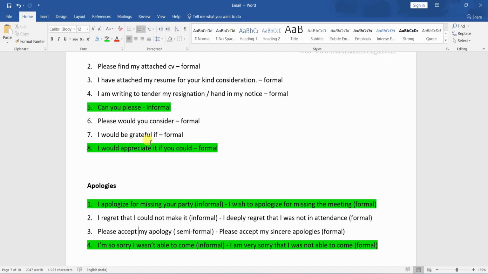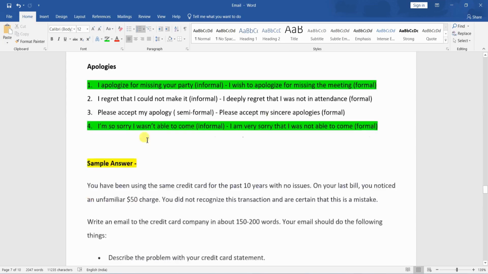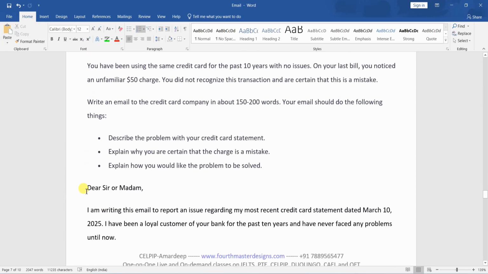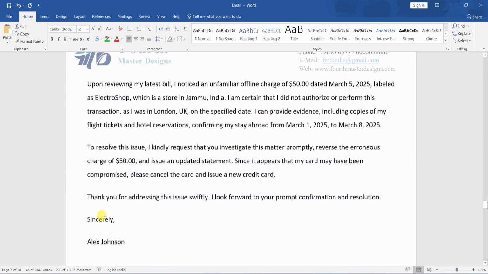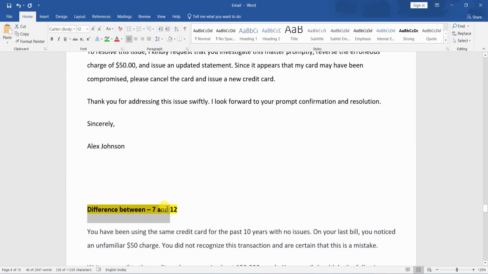Now jump to the next class where I have used all these phrases. I have applied that structure and answered this particular prompt, and then I will discuss the difference between level 7 and 12. This class is very important. This will teach you the difference between 7 and 12 and what we need to do. I can't say forget grammar, but more than grammar, more than vocabulary, content is important. Why? You will get to know in the next class, because the next class is about my answer and the difference between 7 and 12.